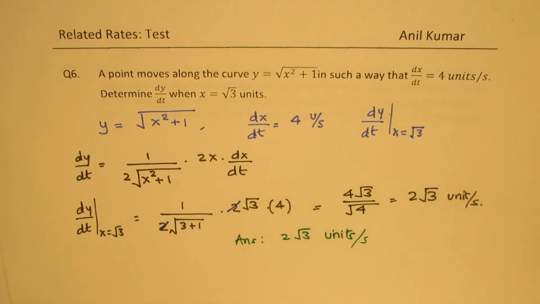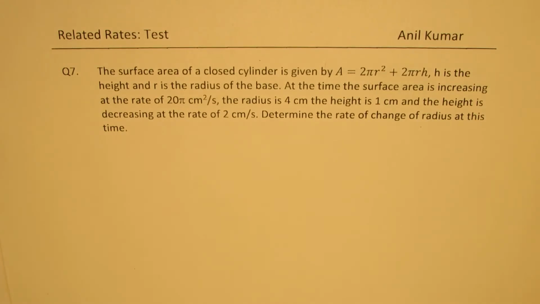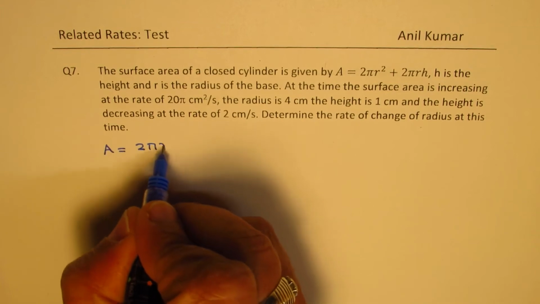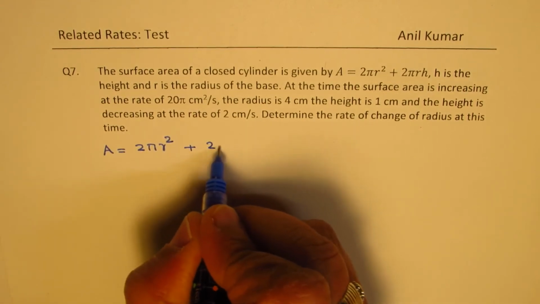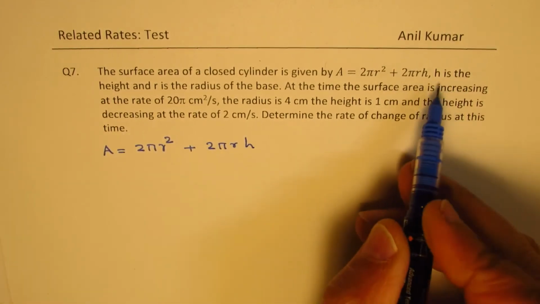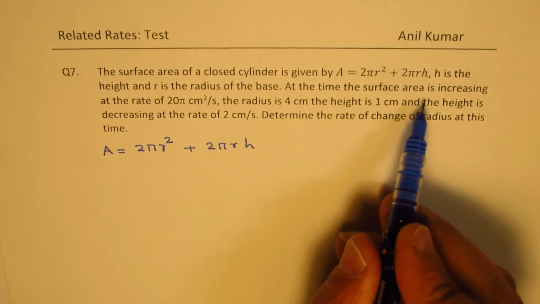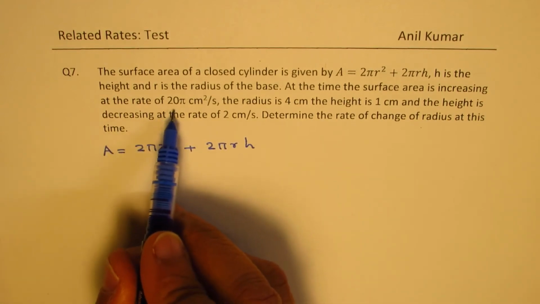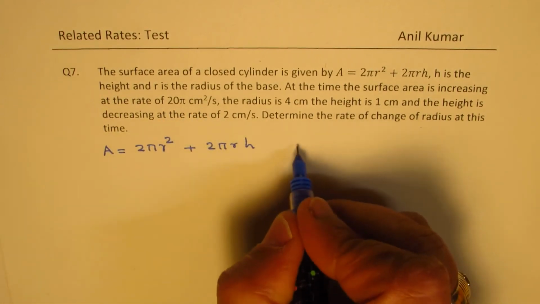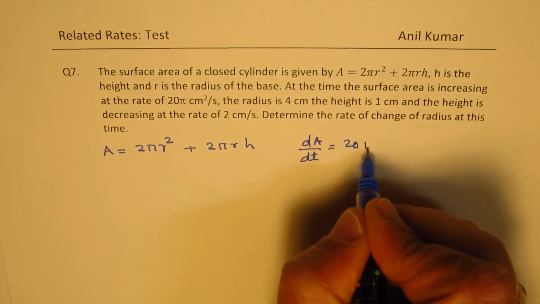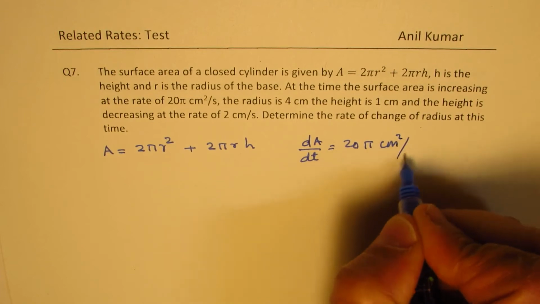Question number 7. The surface area of a closed cylinder is given by, let's write down the formula, A equals 2 pi r square plus 2 pi r h. h is the height and r is the radius of the base. At the time that the surface area is increasing, so dA/dt, at 20 pi centimeter square per second.